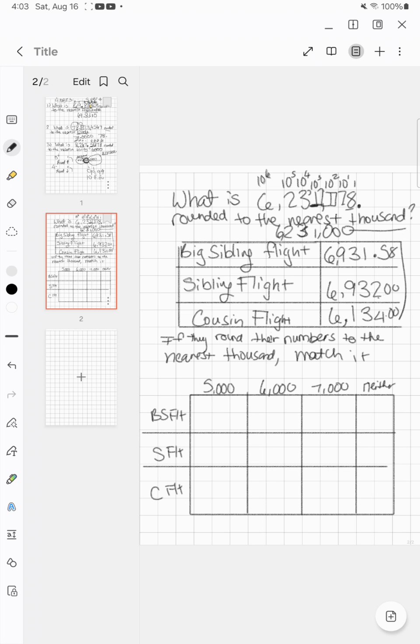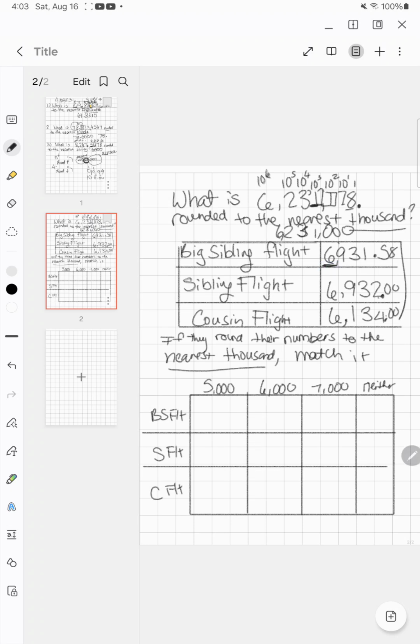Now, I decided to put a scenario here. It says we're going to be rounding to the nearest 1,000. If all classes were getting together, collecting points, saving money, and so on: Big Sibling Flight, which I call my homeroom, with the 5th graders, raised $6,931 and 58 cents. Sibling Flight raised $6,932. It's my second period. My third period, I call them Cousin Flight, raised $6,134.